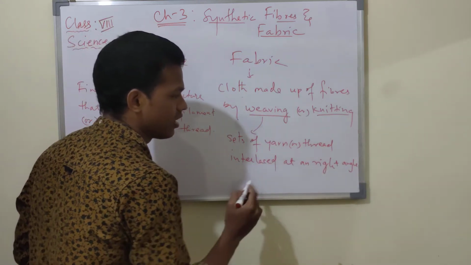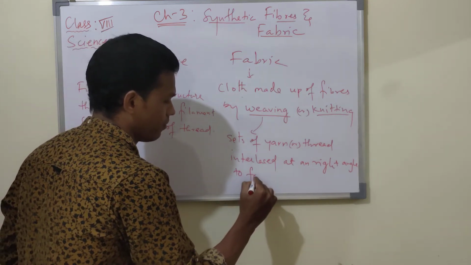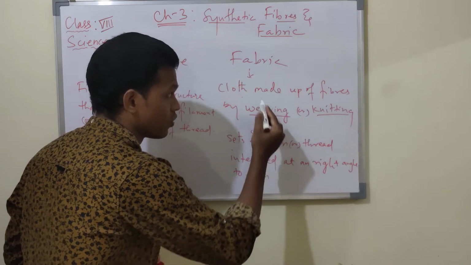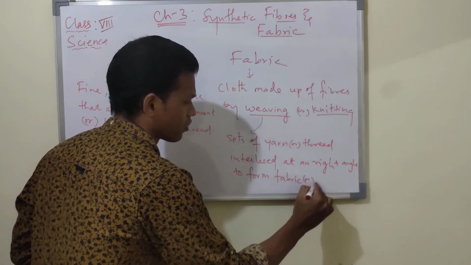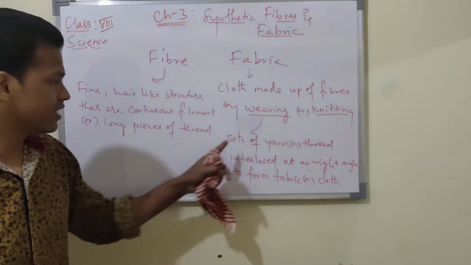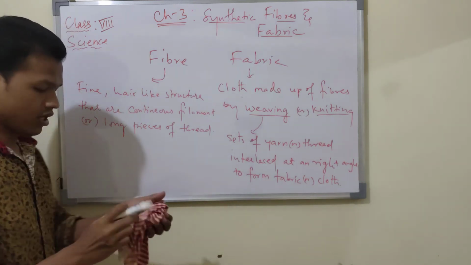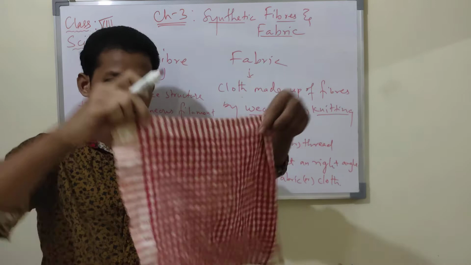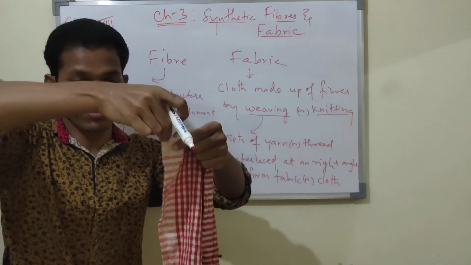Interlaced at a right angle to form what? To form fabric or cloth. Here, sets of yarn means, if you take a piece of cloth, this is a fabric, we can say. If you just remove one yarn, what happens?